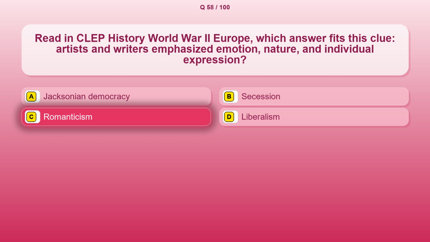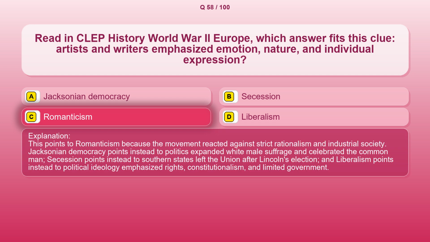The correct answer is option C, romanticism. This points to romanticism because the movement reacted against strict rationalism and industrial society. Jacksonian democracy points instead to politics that expanded white male suffrage and celebrated the common man. Secession points instead to southern states leaving the Union after Lincoln's election, and liberalism points instead to a political ideology that emphasized rights, constitutionalism, and limited government.